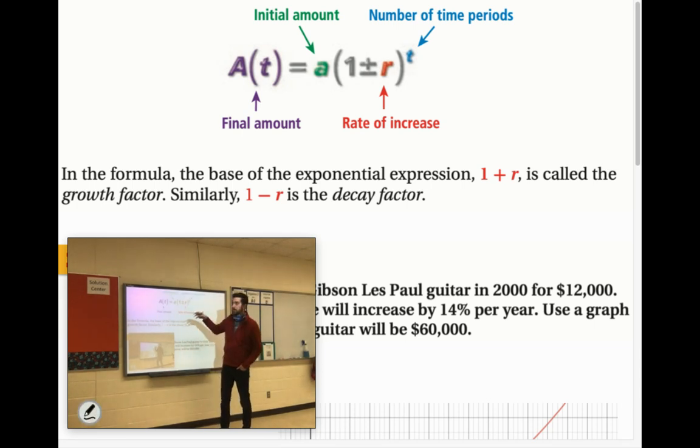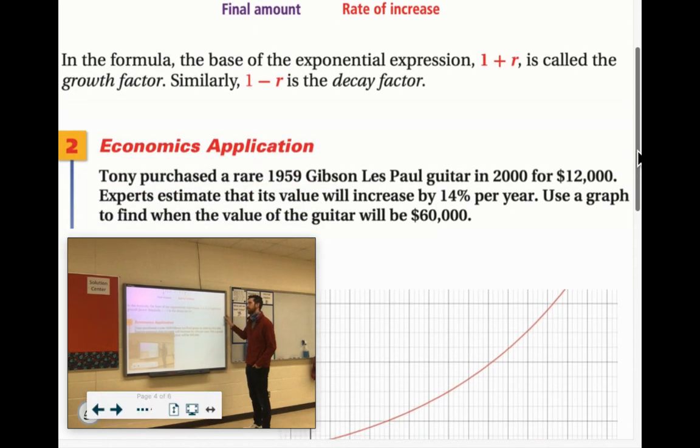So they have the formula for us. A of t, this is our final amount, equals A, which is the initial amount, which you'll see in a second here. And then you've got 1 plus or minus that growth or decay factor. So it'll be plus if it's growth, it'll be minus if it's decay. And then the t is the exponent, that's the number of time periods, which typically is a year, right? Unless we're talking about like compound interest.